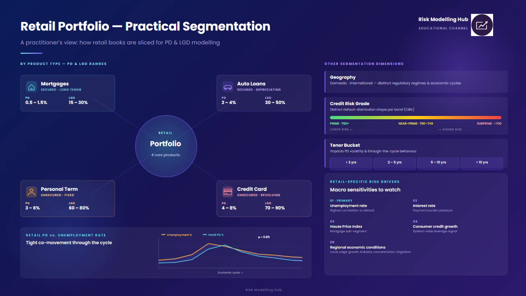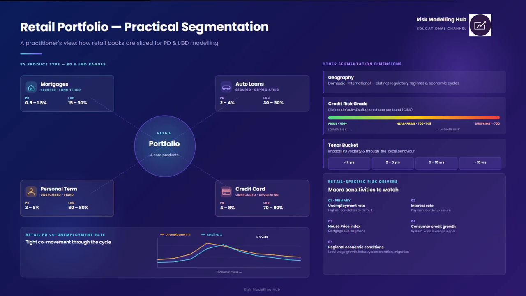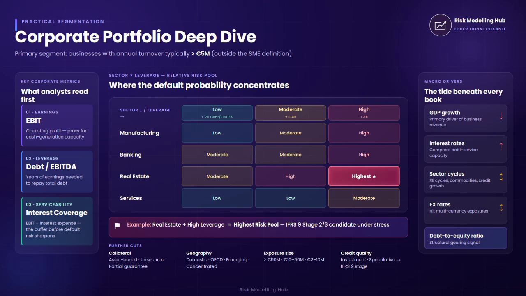Now, if you see towards the right, you would see that the unemployment rate is the dominant macro driver. It tracks closely with default rates across the cycle. Interest rates matter significantly for affordability. House price index affects the mortgage LGD. Regional economic conditions and consumer credit growth complete the picture. You will notice how retail PD moves tightly with unemployment through the economic expansions and contractions in the graph, demonstrating the strong correlation that segment-specific models must capture.